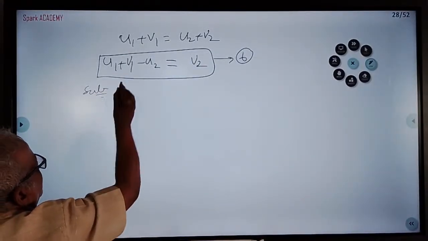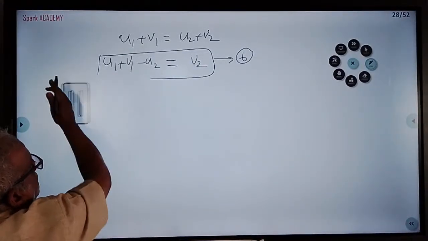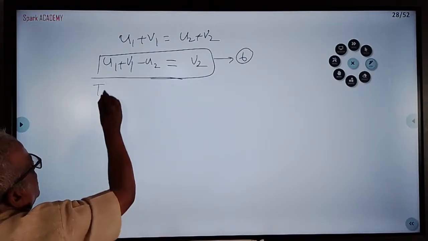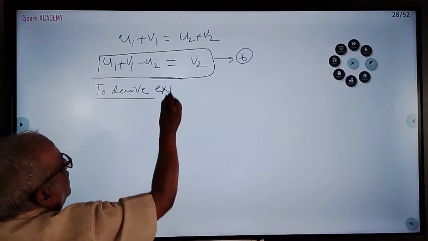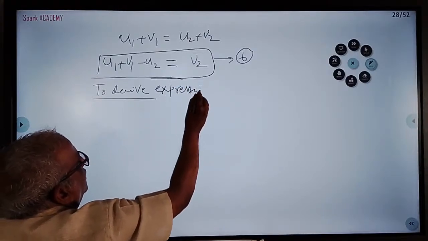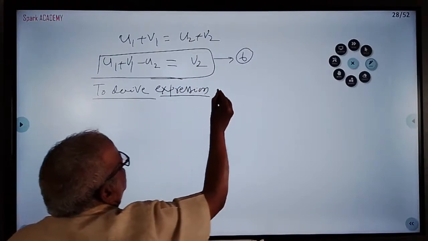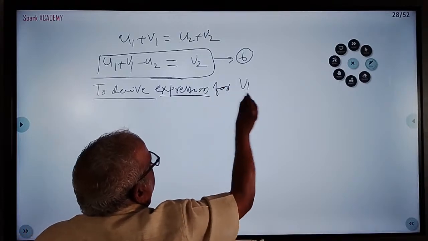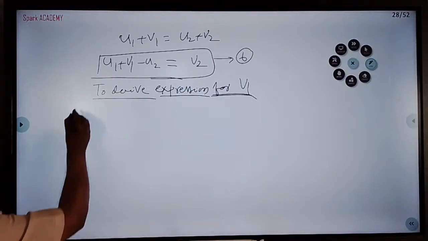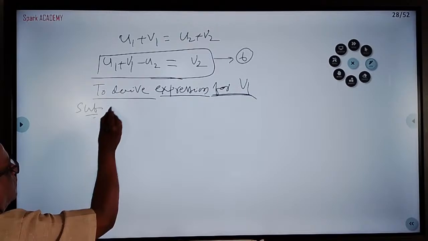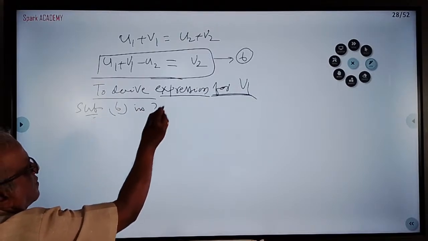Substitute the sixth equation. What I am trying to do is to derive the expression for v1. What is v1? It is the velocity of the first body after collision. So to get v1, I substitute equation 6 in the second equation.